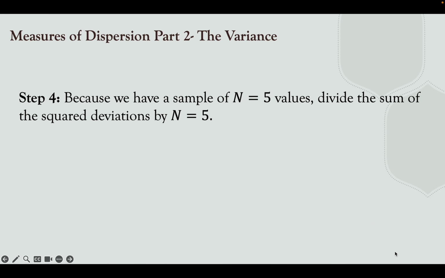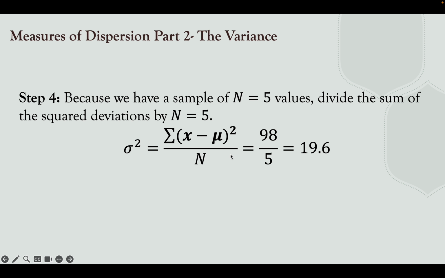So in step number 4, because n is equal to 5, divide the sum of the squared deviations by 5. So we have here the result in our squared deviations, which is 98, divided by 5, we have 19.6. Thus, the variance is 19.6.